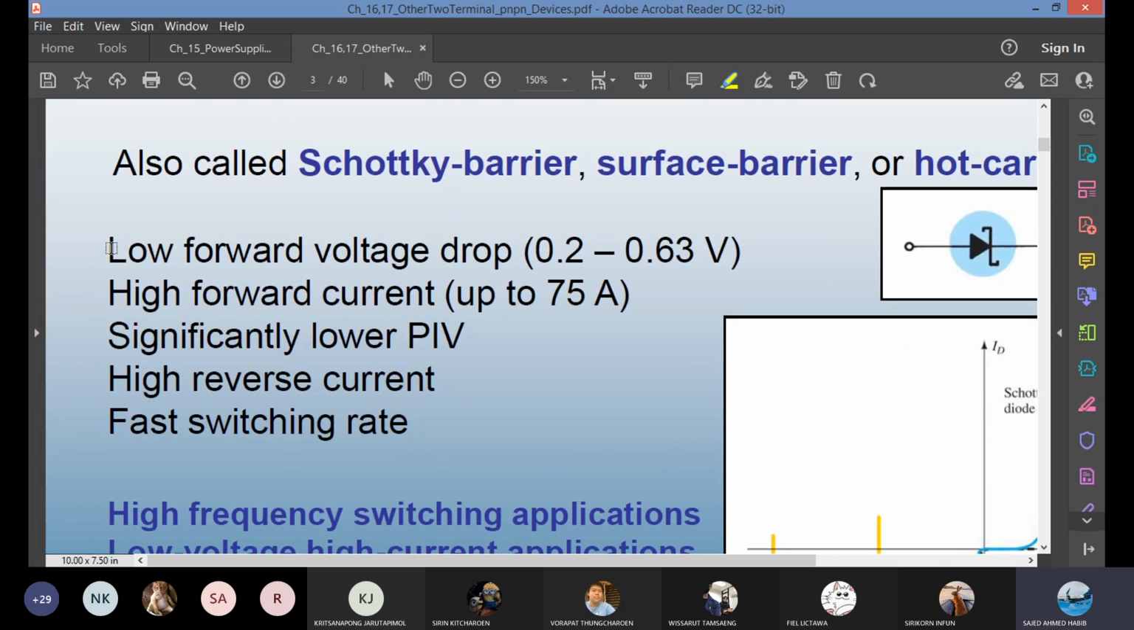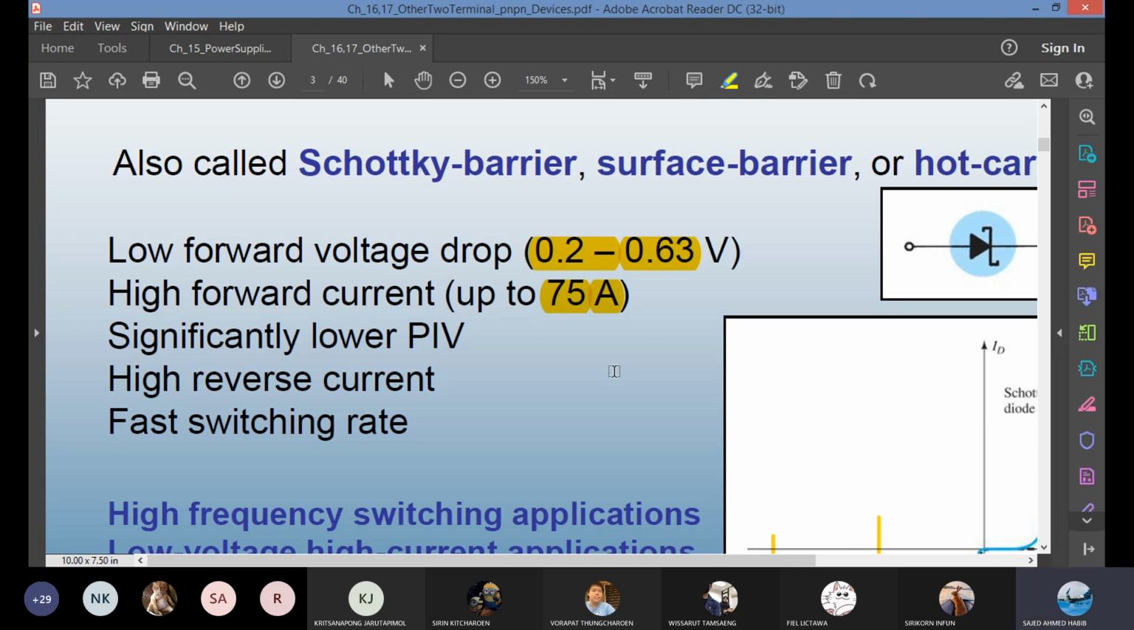So here on this slide again, it says low forward voltage drop. It stays between 0.2 to 0.63 volts. You can have a very high forward current. See the value, 75 ampere. In my lab, I use a 1 ampere fuse. 75 ampere is very high. It's a high current application.